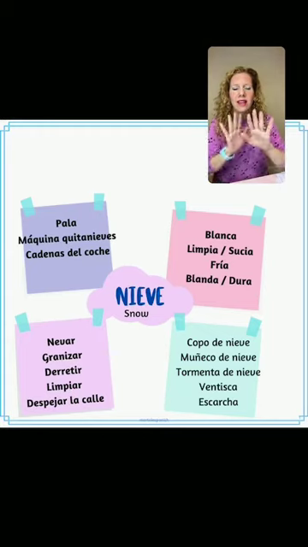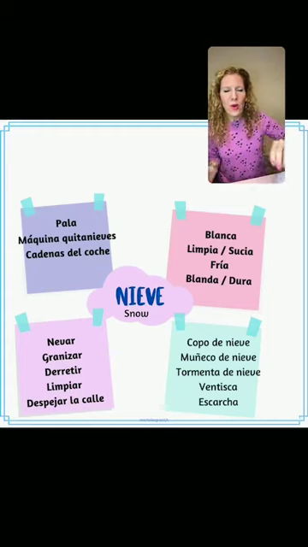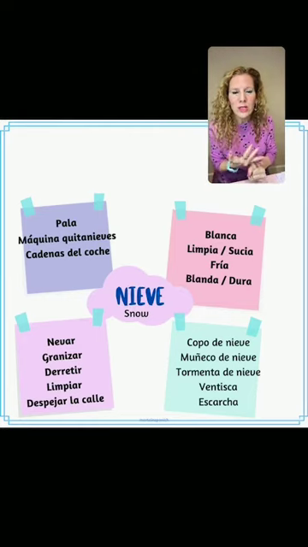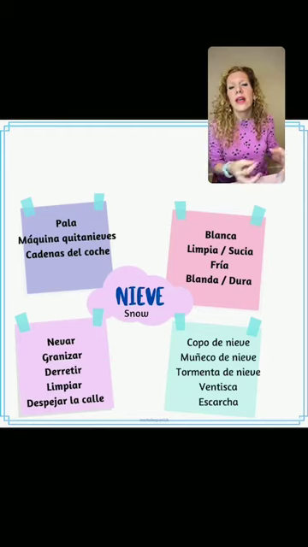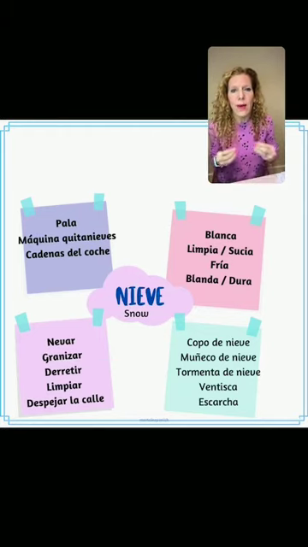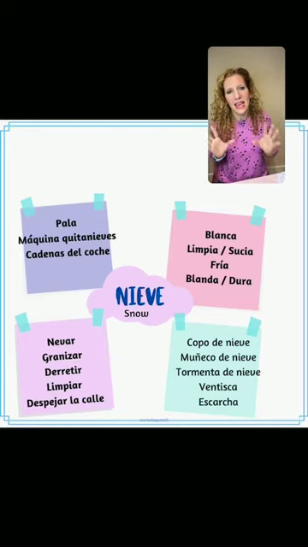So, if you see, with one word, we get all the things around it. We get how to describe it, what you need to do when there's snow, types of things you can do with the snow, and also the verbs, because remember, verbs are the key thing here, because you want to use every single thing you have learned to make sentences.